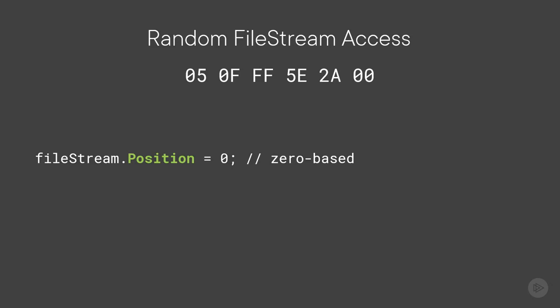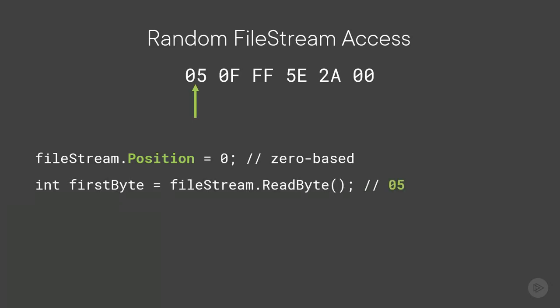We can think of the position as pointing to the current byte in the file stream. So when we create a brand new file stream, the position is set to 0, and one thing to note here is that the position is 0 based, so a value of 0 indicates the first byte in the file. If we were to call the readByte method, we'd get the value 05 returned, and the position will be incremented by 1 byte, so it now points to 0f.